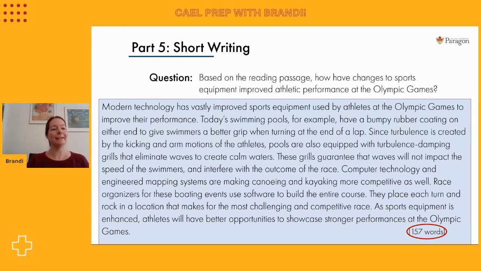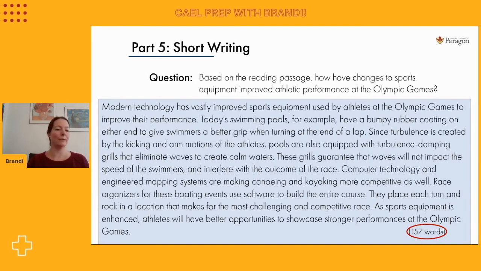It says, modern technology has vastly improved sports equipment used by athletes at the Olympic Games to improve their performance. Today's swimming pools, for example, have a bumpy rubber coating on either end to give swimmers a better grip when turning at the end of a lap. Since turbulence is created by the kicking and arm motions of the athletes, pools are also equipped with turbulence damping grills that eliminate waves to create calm waters. These grills guarantee that waves will not impact the speed of the swimmers and interfere with the outcome of the race. Computer technology and engineered mapping systems are making canoeing and kayaking more competitive as well.